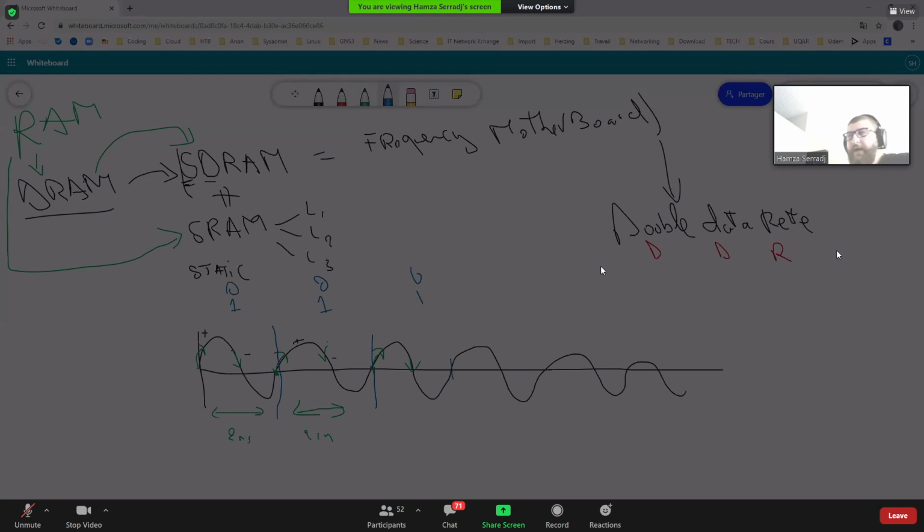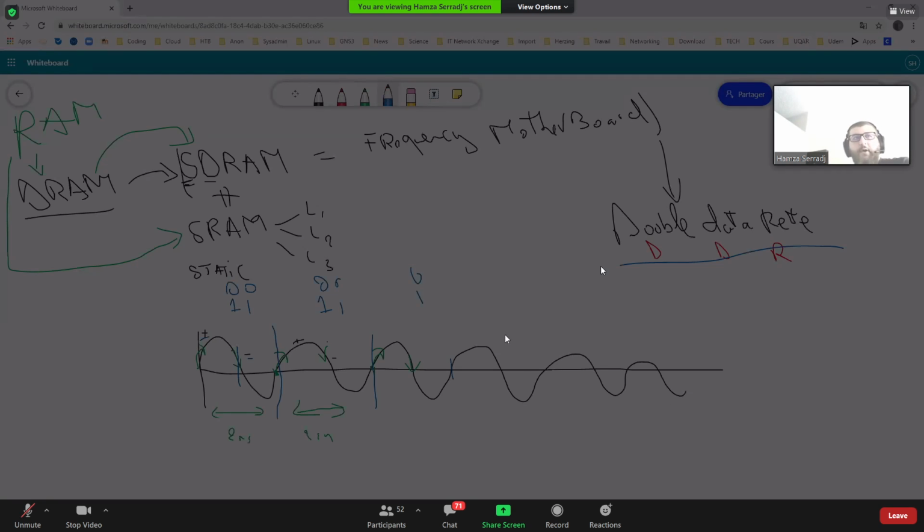When we doubled the data rate, we were able to use these positive and negative edges. So in each cycle, I have two signals. In the positive edge it can be 0 or 1, in the negative edge it can be 0 or 1. So in each cycle, now we have kind of 2 bits, because we split one cycle by 2 and can send data on the positive and negative edge of one cycle.